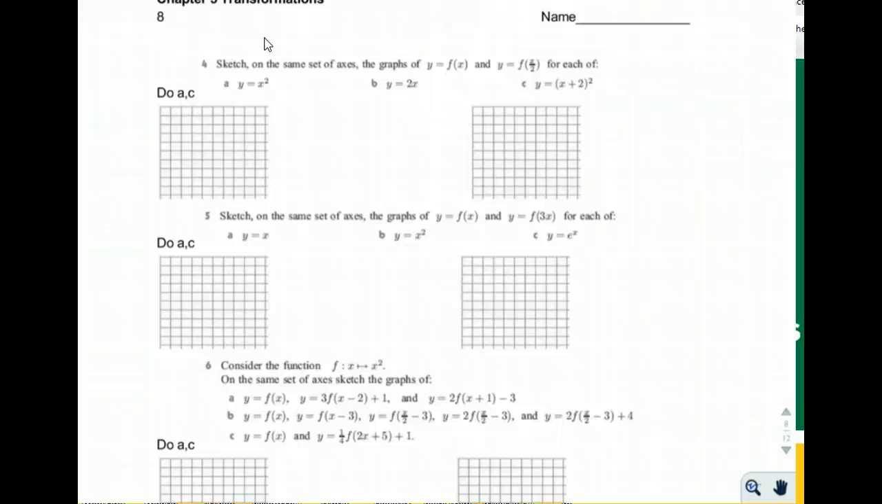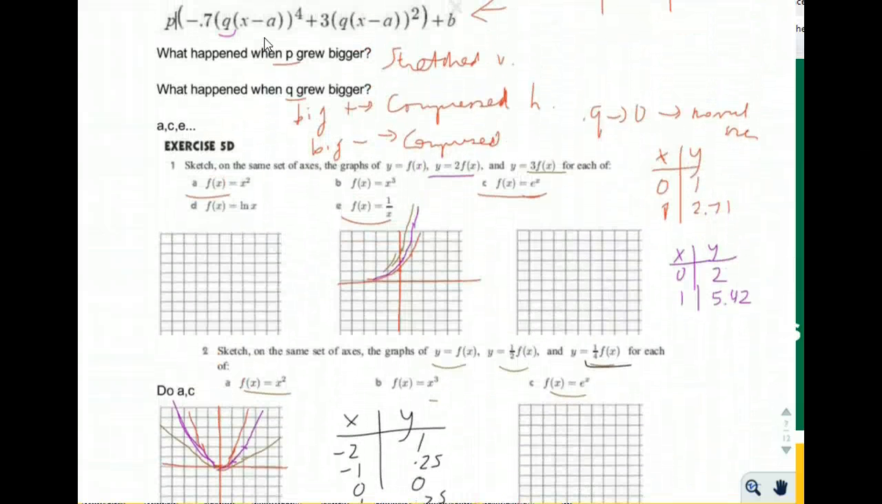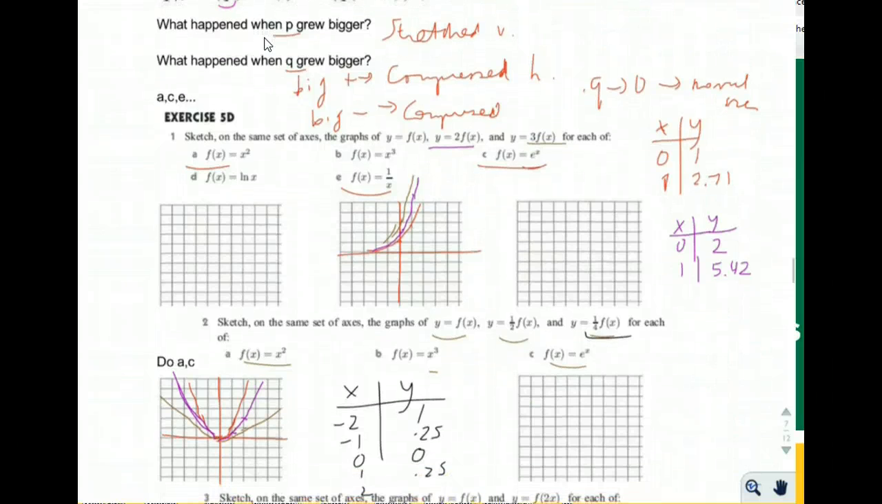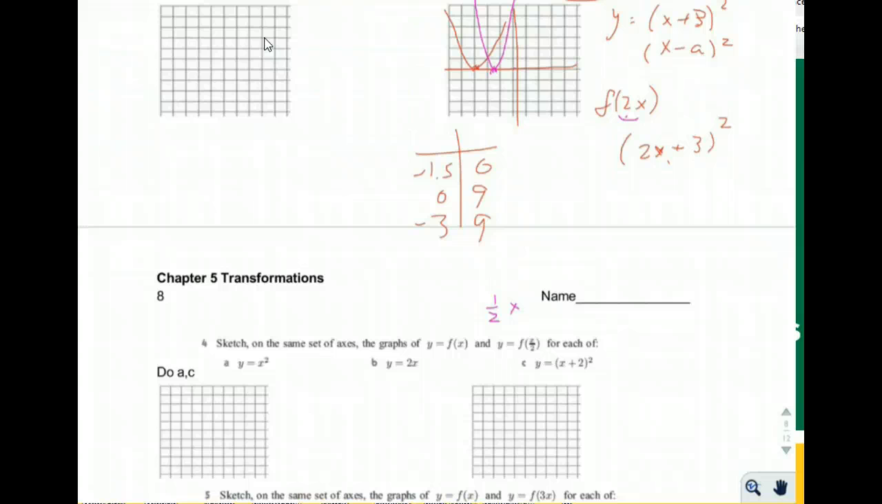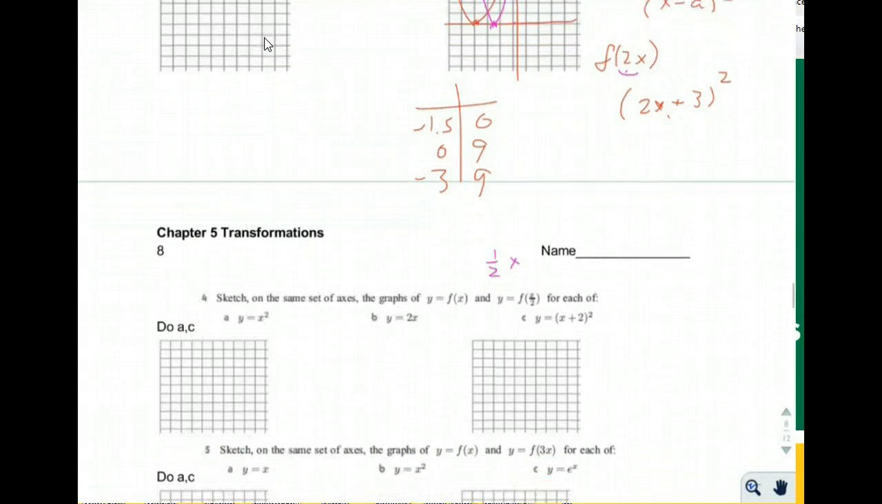Okay, moving on. Number 4, sketch on the same set of axes the graphs of y equals f of x and y equals f of x divided by 2. Okay, so this is similar to what we just did, but instead of 2x, now we have 1/2 x, okay? And if we have 1/2 x, what do you think is going to happen? Well, what we said before about q getting closer to 0, it actually compresses less, right? So it's not going to compress as much, or it's going to get bigger, right? So instead of compressing horizontally, it will probably grow horizontally.